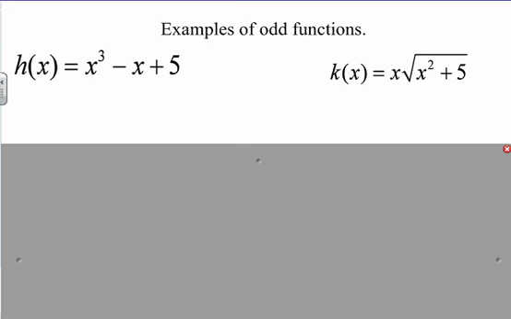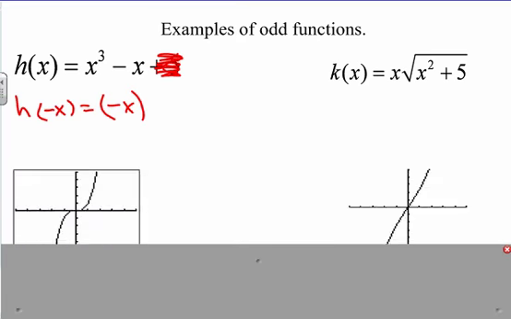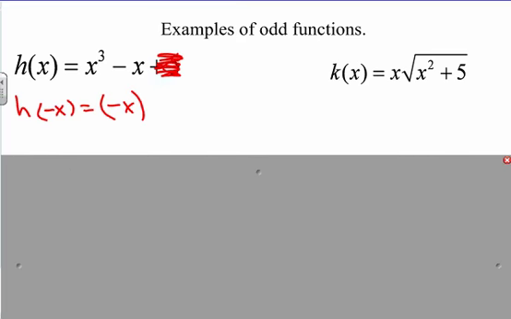Examples of odd functions. That means, algebraically, if I plugged in a negative x value, I should get the opposite of all my values. And actually, this is not an odd function. I'm sorry, I'm going to erase that. Make sure I have, yep, this is. Okay, it should just be negative cube minus x. All right.